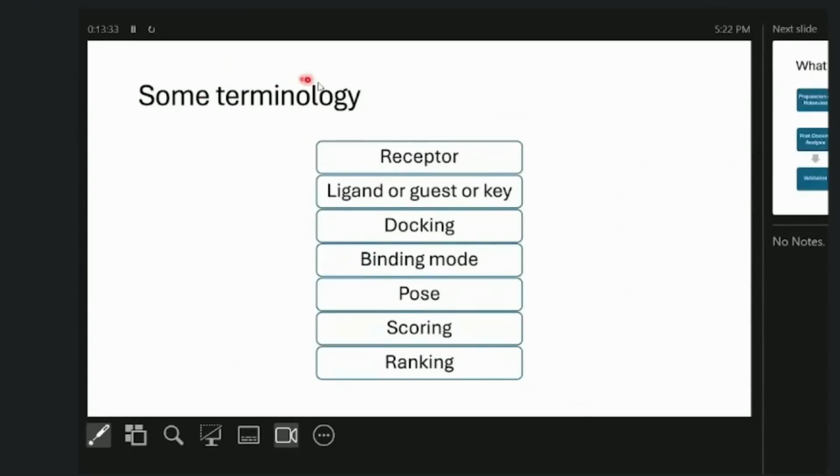So we have some terminologies. We have the receptor molecule, we have the ligand, or for example, the key, in the case of the lock and key model. We have the process of docking for sure, the binding mode, and we have the pose, which are similar. The pose is the specific orientation we're looking at. We have the scoring, which can correspond to, for example, the energy change, and we have the process of ranking the molecules based on a certain scoring function.